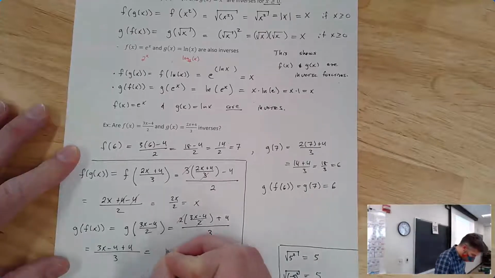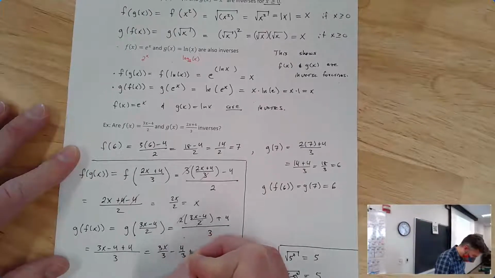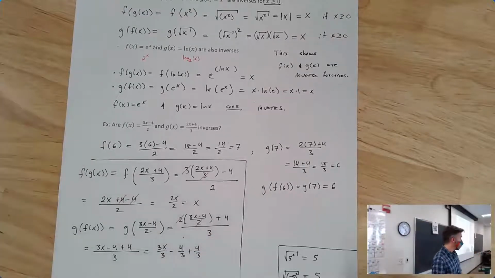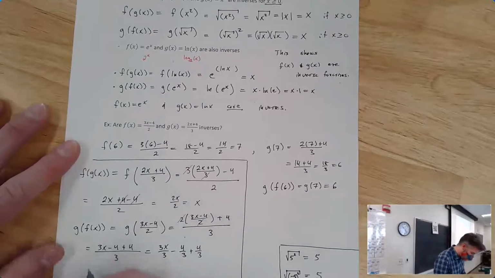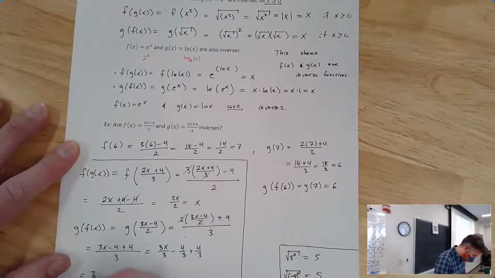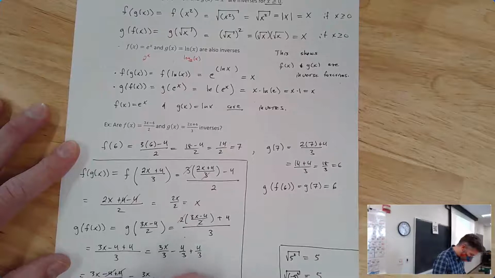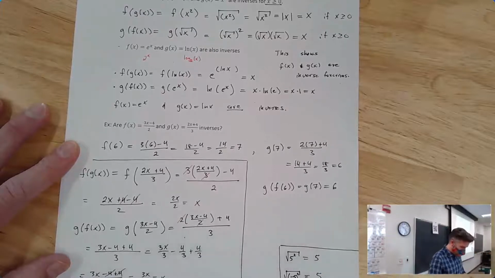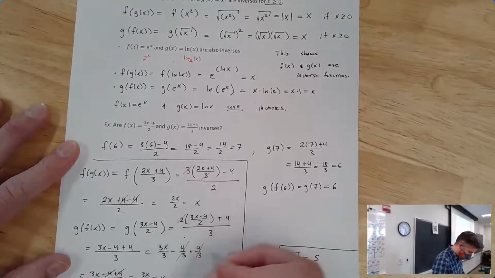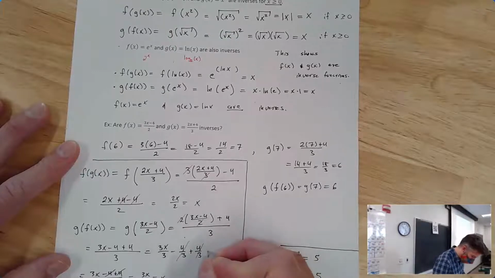You could say it's 3x over 3 minus 4 over 3 plus 4 over 3. That's not the direction I would go. I would go in the direction of saying it's 3x minus 4 plus 4, and then the minus 4 and plus 4 cancel. That's the way I would do this. But you could also go this way and then say, oh yeah, those cancel, and 3x over 3 is just x.